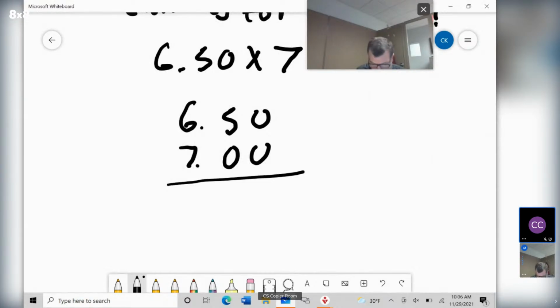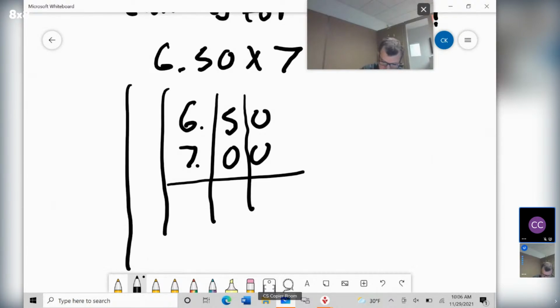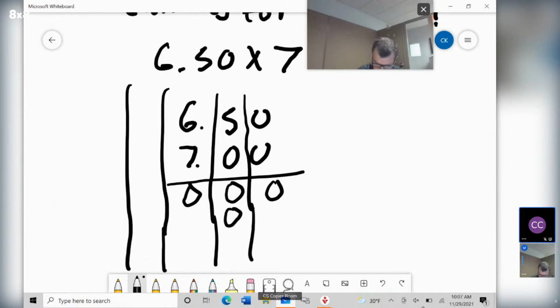And one thing you guys can do is we can just do these columns. Remember, sometimes that makes it easier for us to keep everything in line. So 0 times 0 is 0. 0 times 5 is 0. 0 times 6 is 0. 0 times 0 is 0. 0 times 5 is 0. And 0 times 6 is 0.